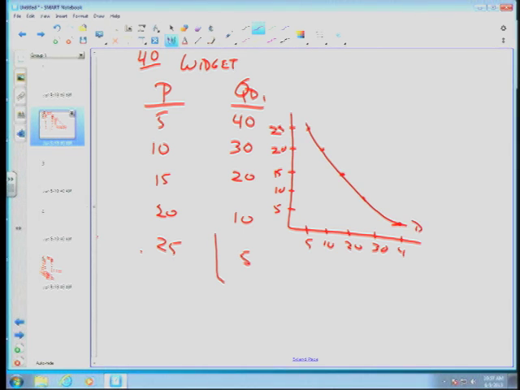And we have this downward sloping demand curve. Okay? I should have moved that over a little bit more. I think I'll move this over a little bit more. What was that, 40?